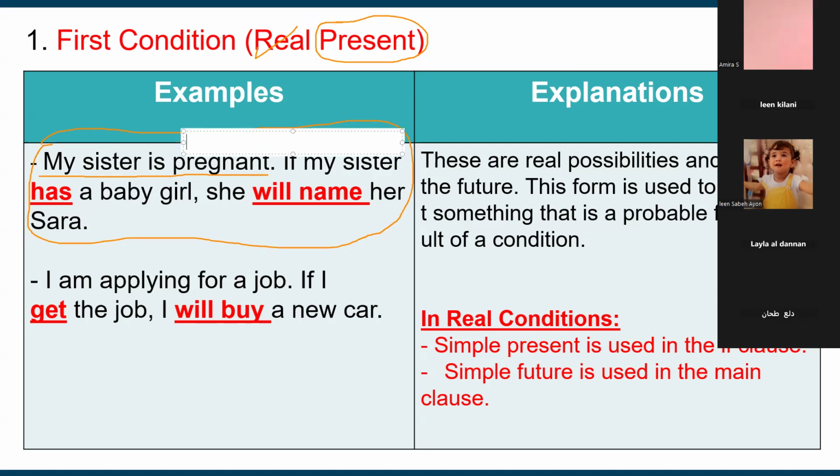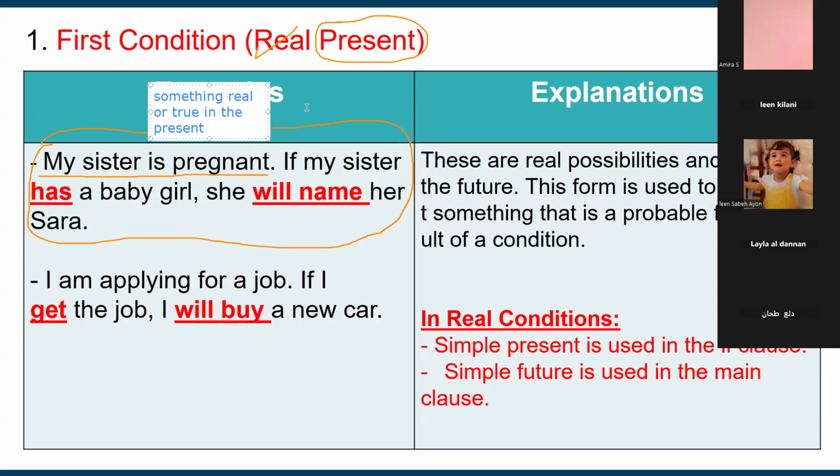Dala told you something very important. It's a fact. It's not really a fact, but it is something real or true in the present. It is something true or real in the present because my sister is really pregnant and this is happening now in the present. So what do we call this case, Yaleen? A real present. We call it real present. Okay, if I am talking about something which is real now in the present, which type of conditions shall I use?